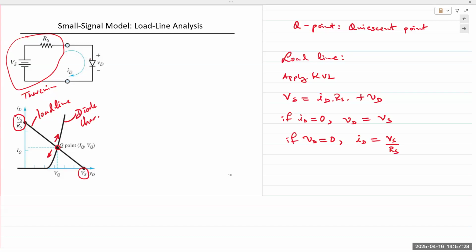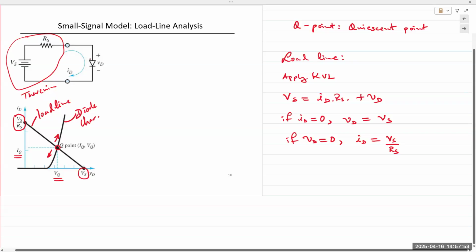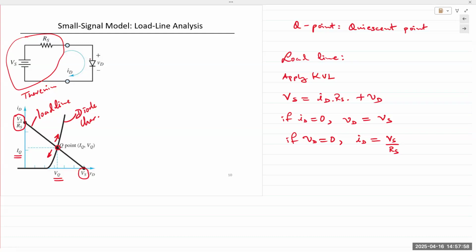So the value of the voltage and current at the Q point is the diode voltage and diode current when you apply this particular fixed voltage. Because the line will shift depending on what your supply voltage is. If your supply voltage decreases, the line is going to shift to the left and the current is going to shift down. It's still going to remain linear. And if Vs increases, it's going to move up. Hence the load line analysis.